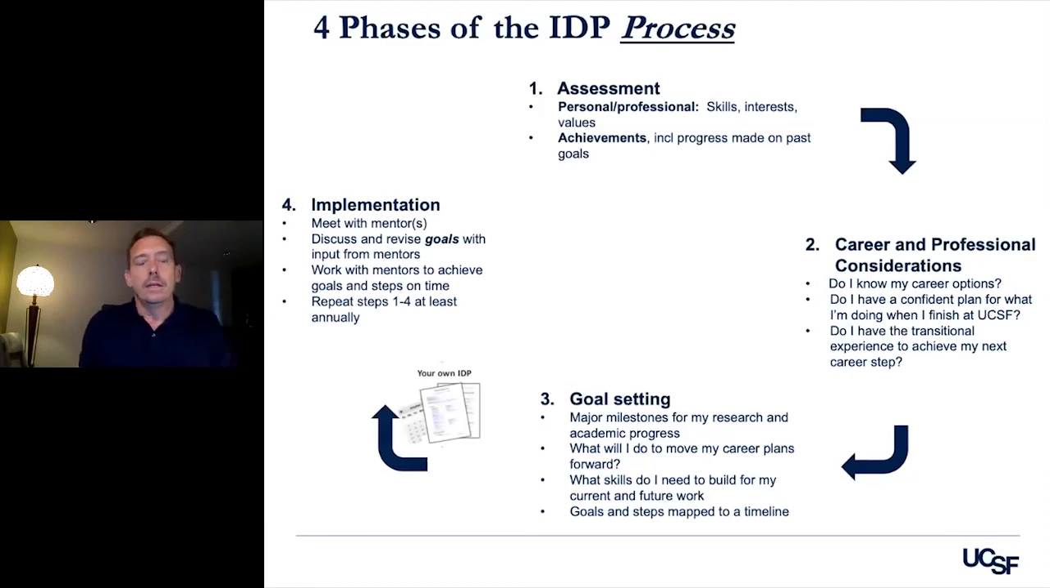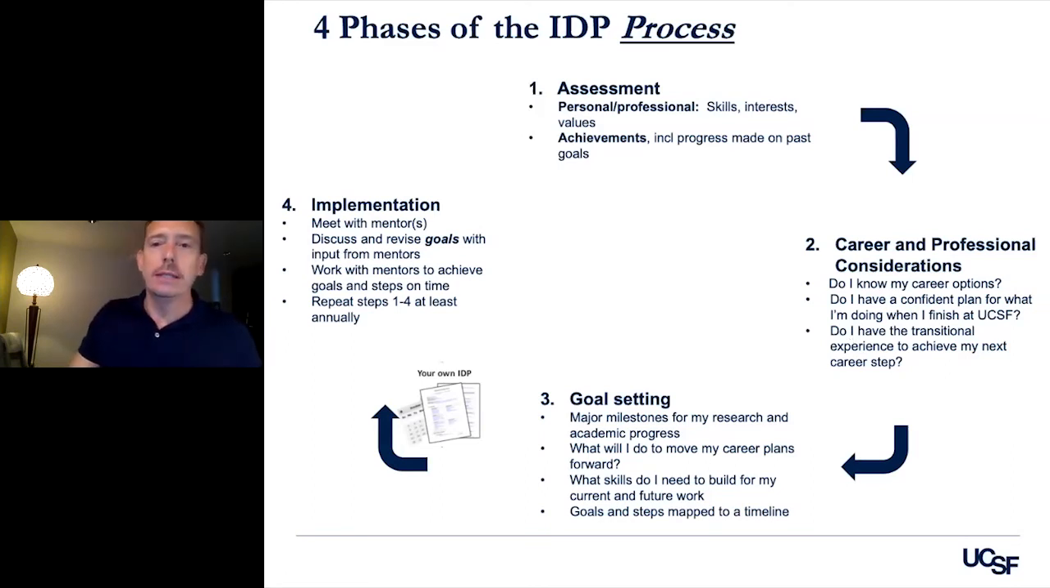And then the implementation phase would be, you take this document that you've created and you meet with your mentors and discuss revised goals. There can be a negotiation that happens around some of the things that you want to do, and then repeat these steps annually or every 6 months, whatever your desired IDP period is.